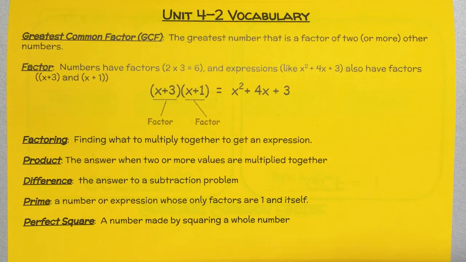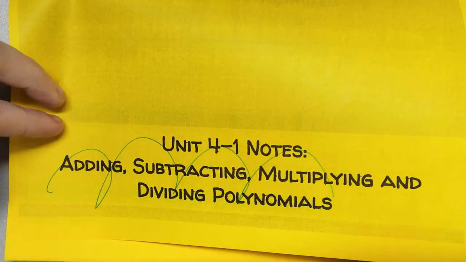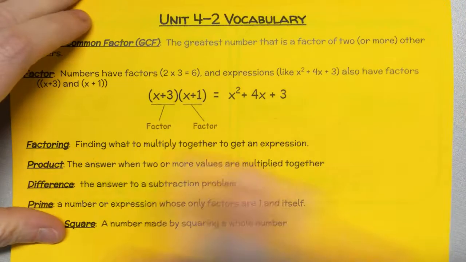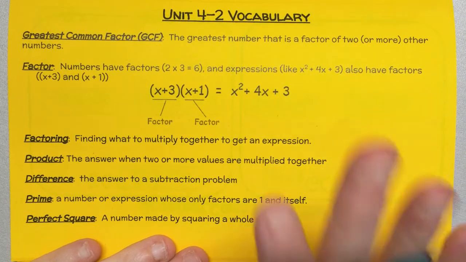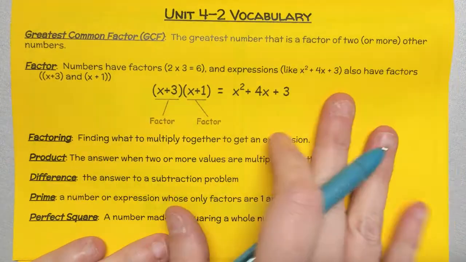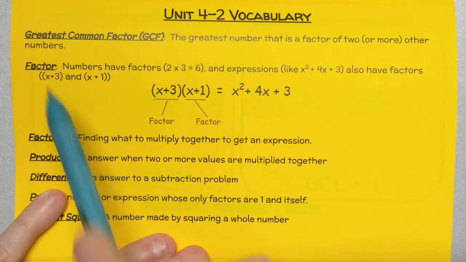All right, we're starting Unit 4.2. Despite the fact that your yellow notes say 4.1, which we'll fix tomorrow, this is Unit 4.2, okay? So this is your vocabulary, and you need to know what it is. And so we're going to be factoring and finding factors.